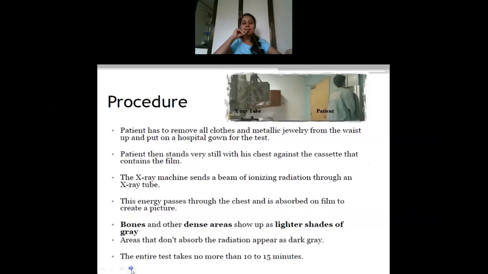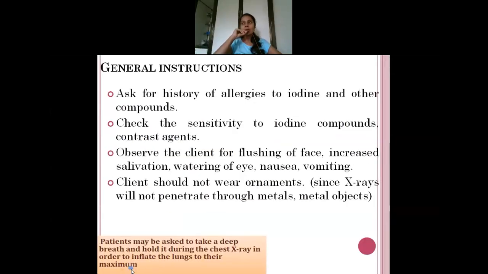Now portable x-ray machine means it is easily carried or easily moved. For example, in the ICU, if you are advising an x-ray, you have to take a portable x-ray machine to the ICU, and then you will take the x-ray of that patient. You cannot move the ICU patients each and every time from the ICU, isn't it? So that is a portable x-ray machine. Not only x-ray machines, we have got many other types of machines which are portable, which we can move.